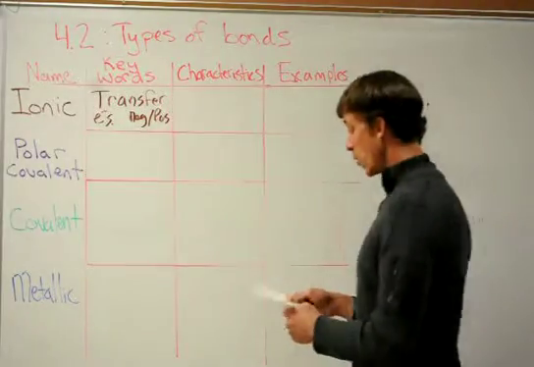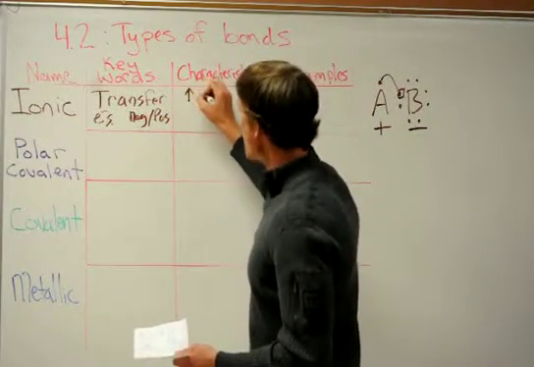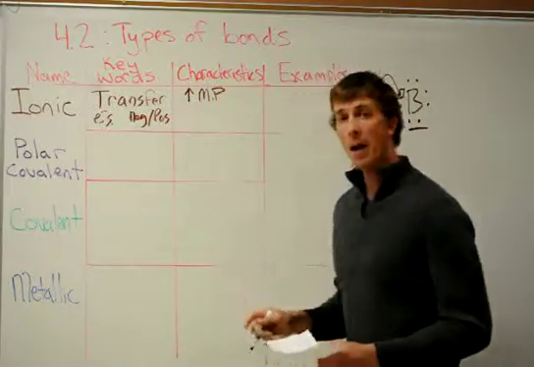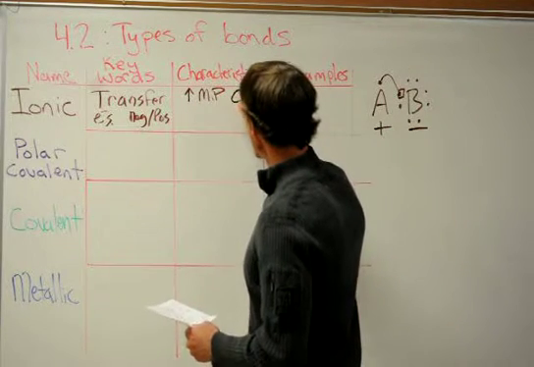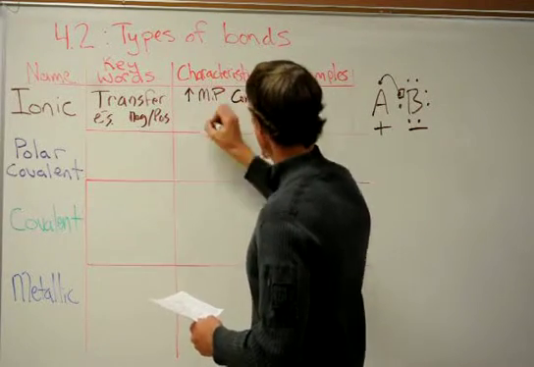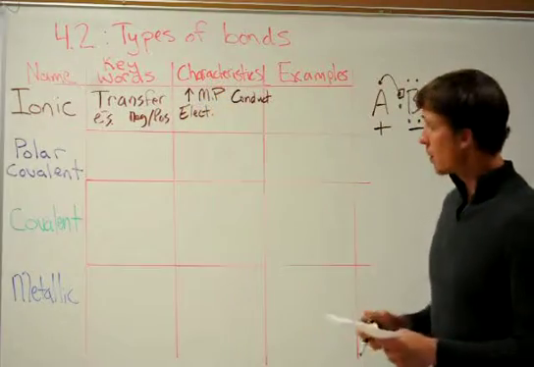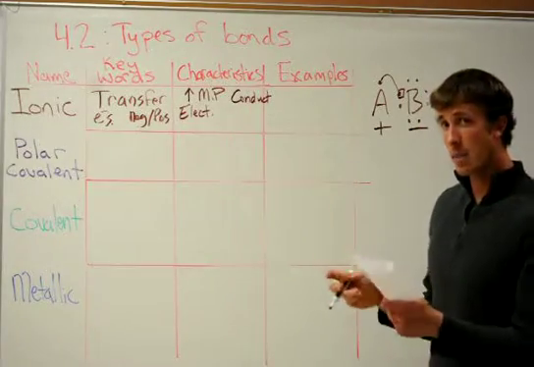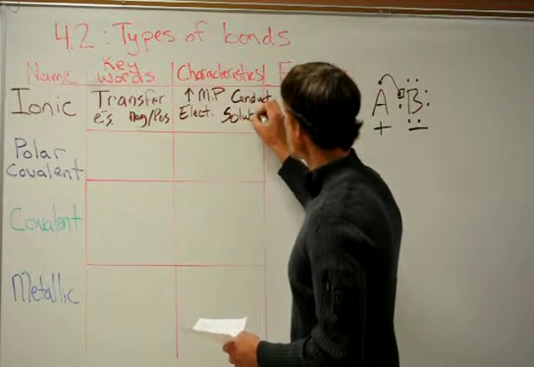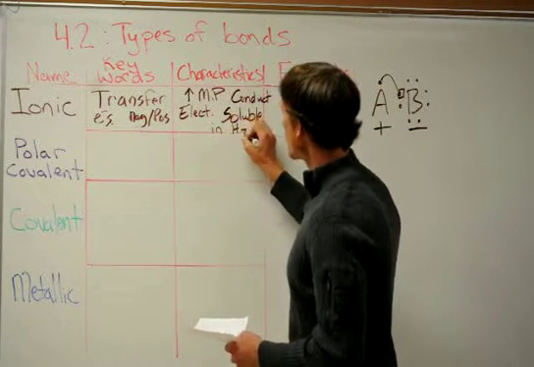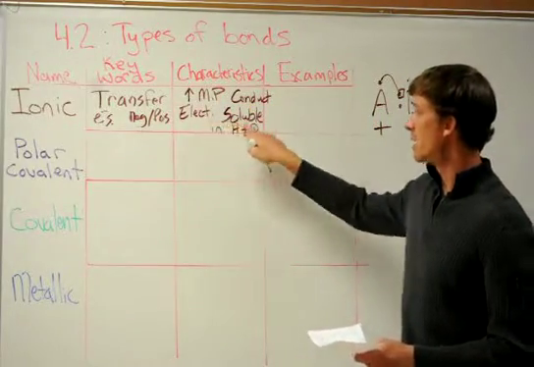So, characteristics-wise, we're talking about physical properties, okay? It's going to have a high melting point. It's going to have a very high melting point. It's also going to conduct electricity. All right. And if you throw a substance that has an ionic bond in water, it will dissolve. So it is soluble in water. I'll just put H2O. Okay? So it's a high melting point, conducts electricity, and it's soluble in water.